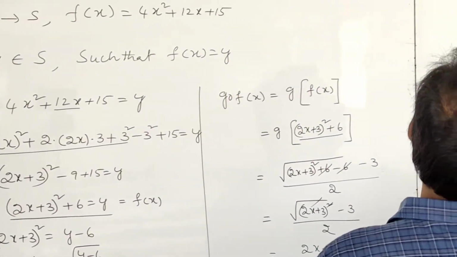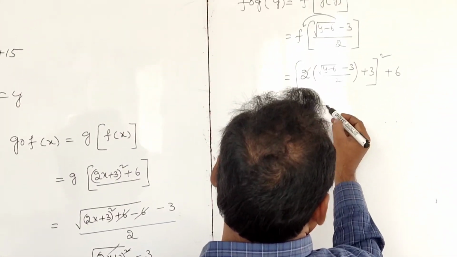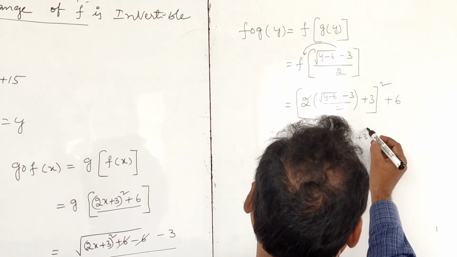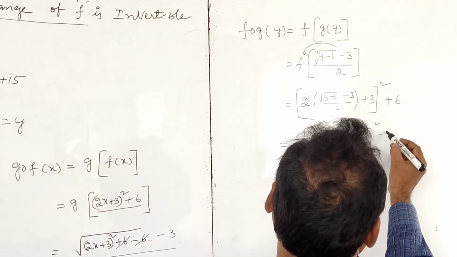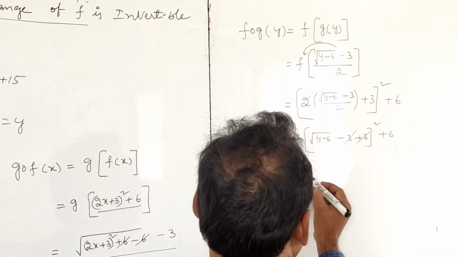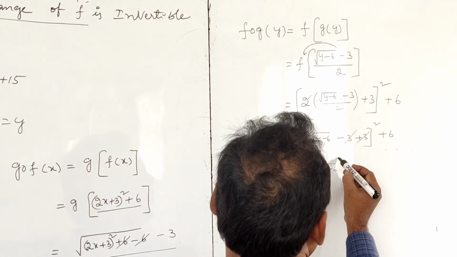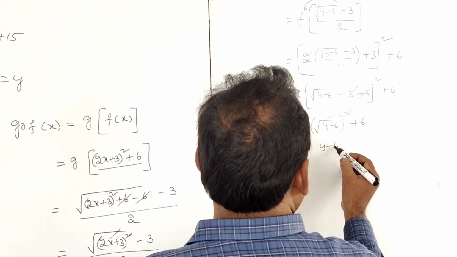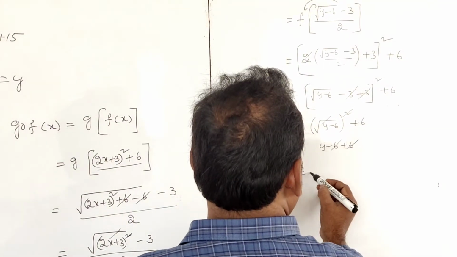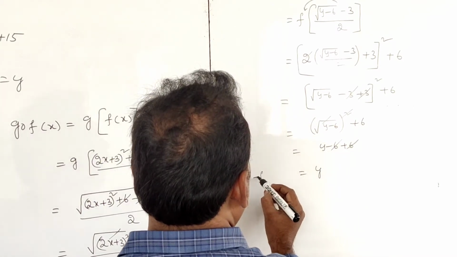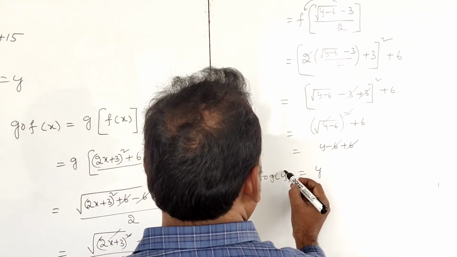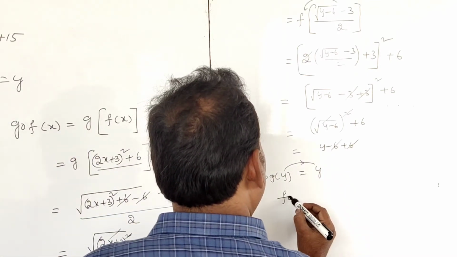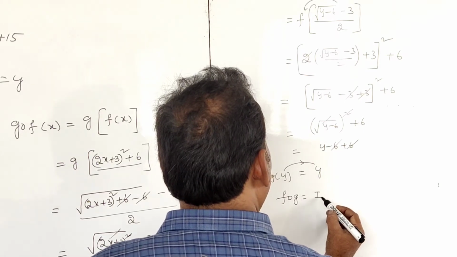Now you can simplify. This 2 and 2 gets cancelled. So we have here root over y minus 6 minus 3 plus 3 whole square plus 6. So minus 3 and plus 3 gets cancelled. Root over y minus 6 the whole square plus 6. Square and root gets cancelled. Y minus 6 plus 6, minus 6 and plus 6 is cancelled. We have left side f circle g of y. See that this is y and y. I of x is equal to x condition. So it is an identity function. So f circle g is equal to identity function.